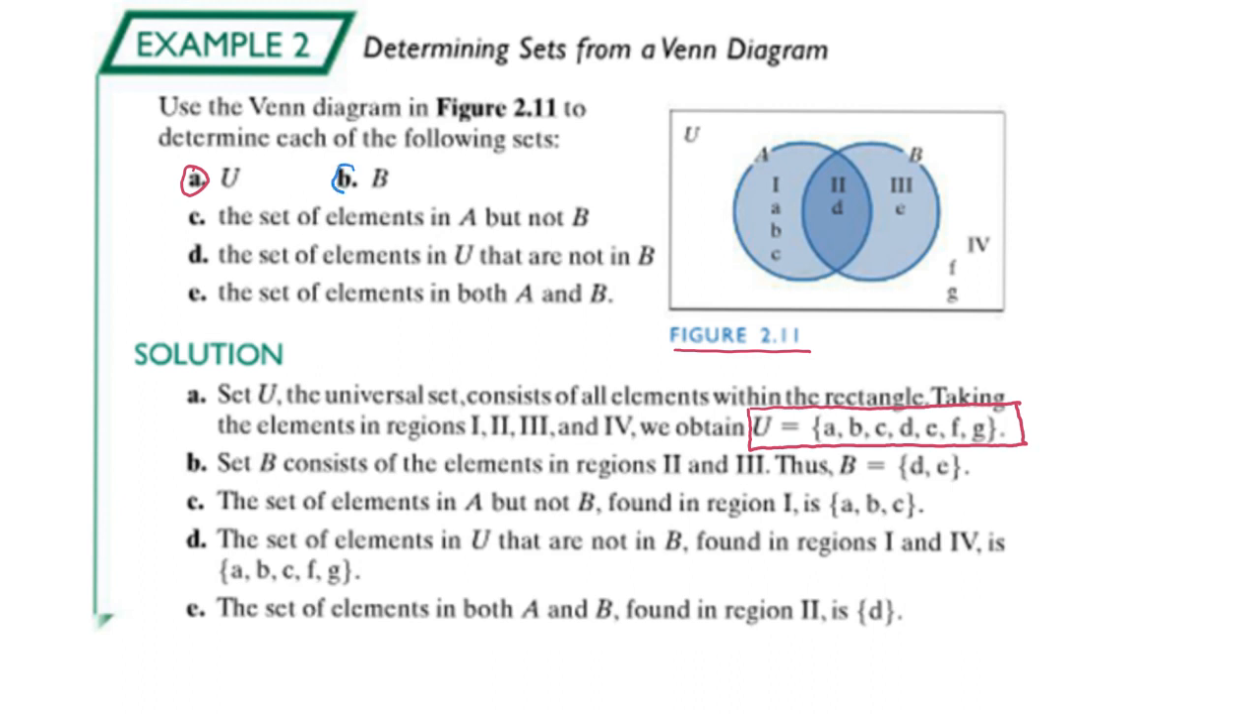Looking at part B, it says determine the set B. So set B is just circle B on your Venn diagram. You're going to look at regions 2 and 3 and list out the elements. So set B is the set that contains D and E.